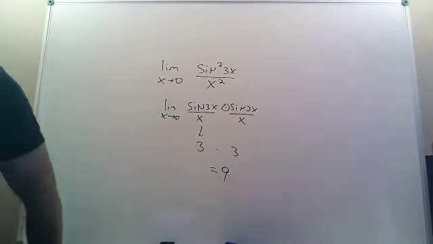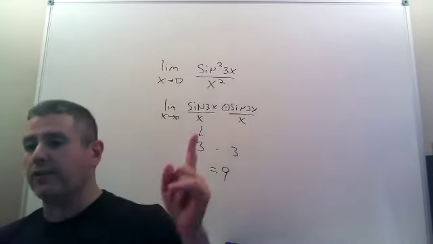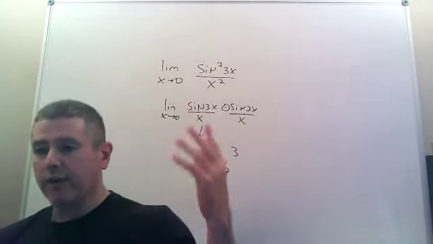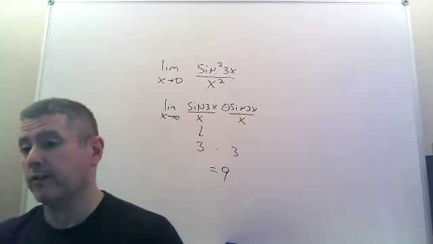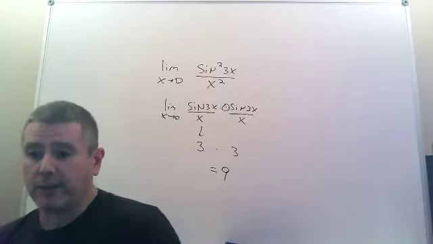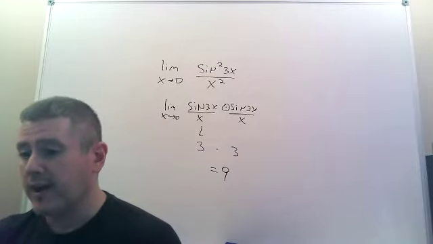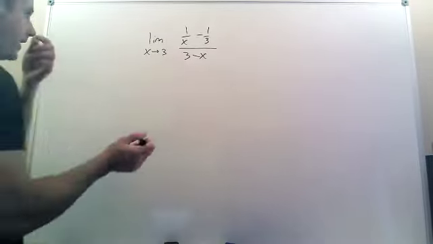You split up the sine squared 3x, or whatever it is. I might have sine squared 4x or 5x. So you just do 5 times 5, get 25. Whatever the number is. If it was sine squared 4x, then it would be 16 because you end up doing 4 times 4. Now, this limit with the fractions.